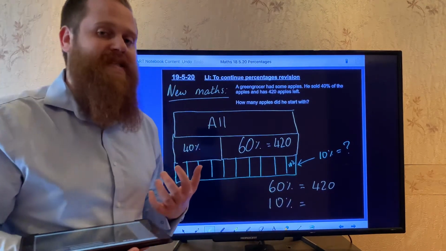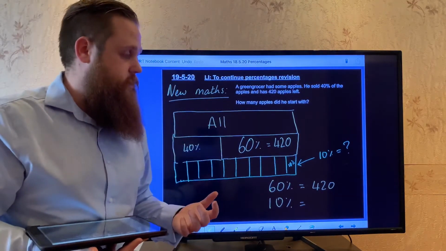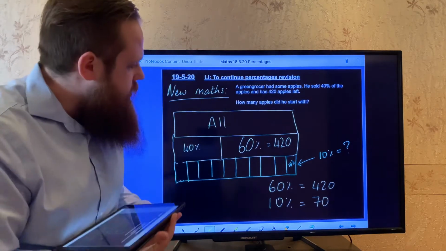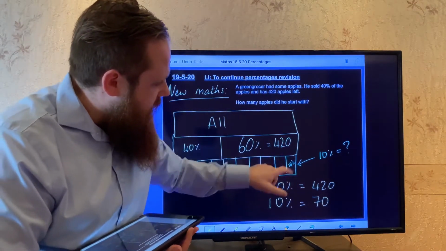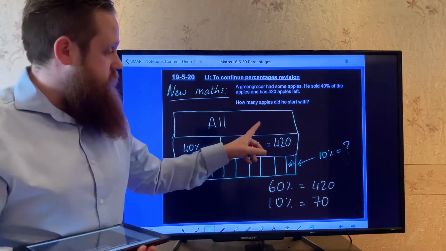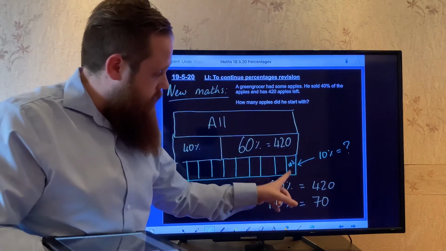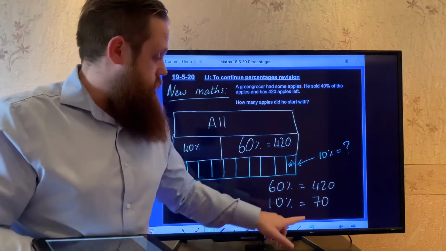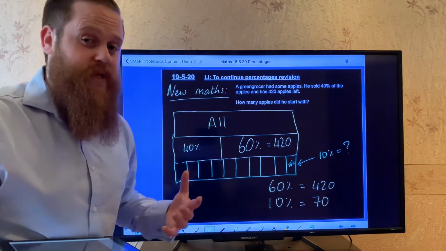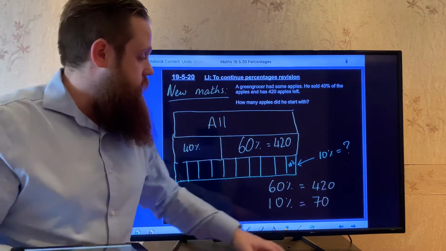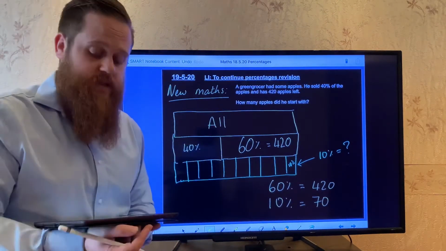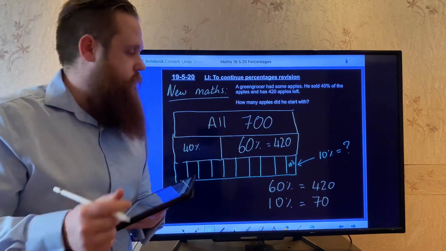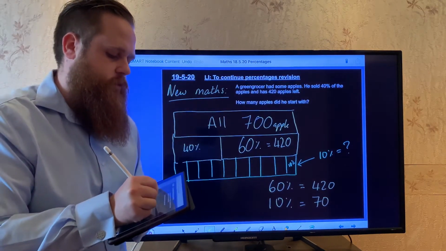What is 420 divided by 6? 420 divided by 6 is, of course, 70. So I know that this 10% here is worth 70. Notice I've gone backwards. So I can now use that 10% to help me find 100%. How many 10% in 100%? There's 10. 10 times 10 is 100. So 70 times 10 to find 100% is going to be, of course, 700. So there were 700 apples that he had.